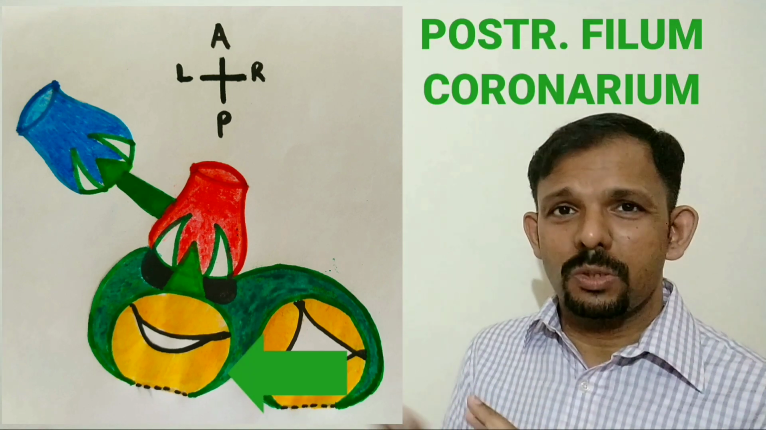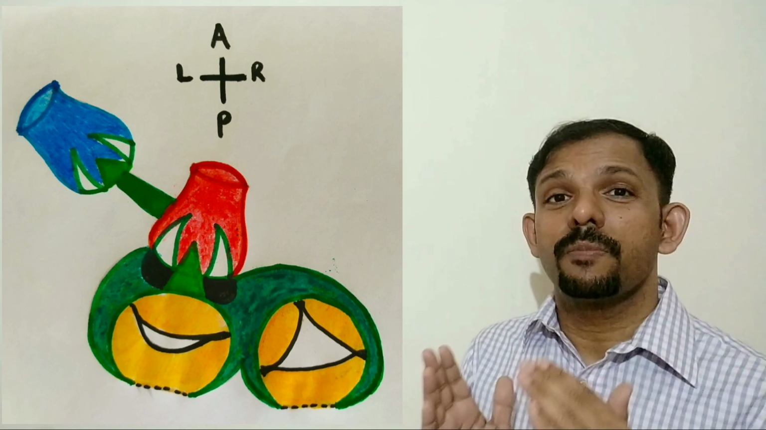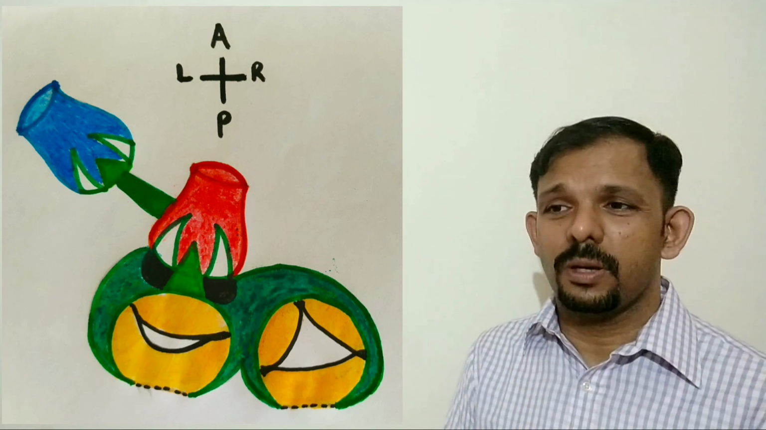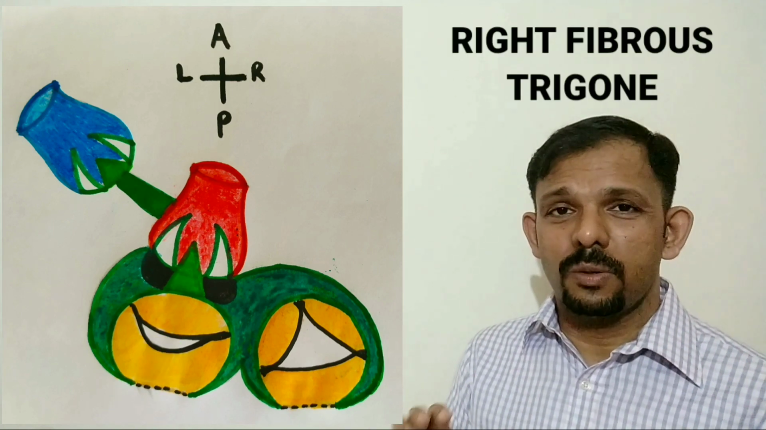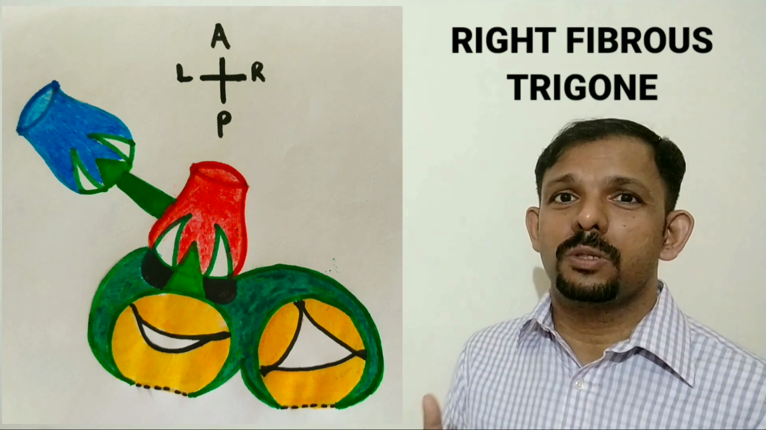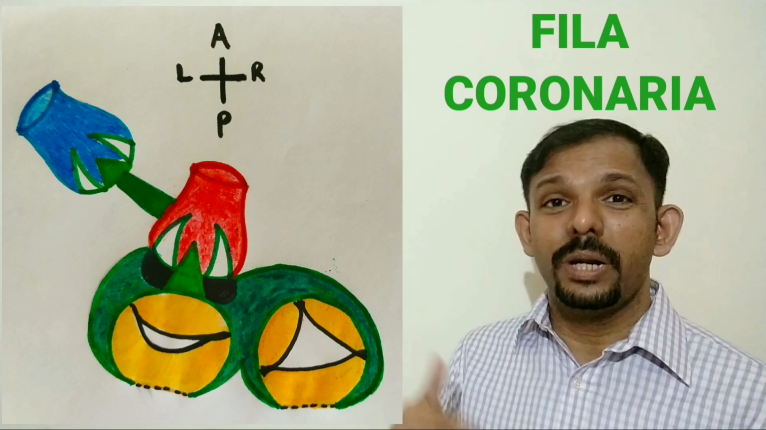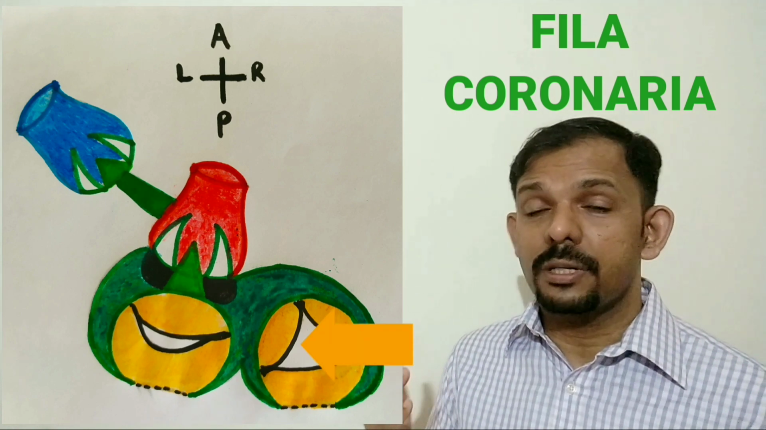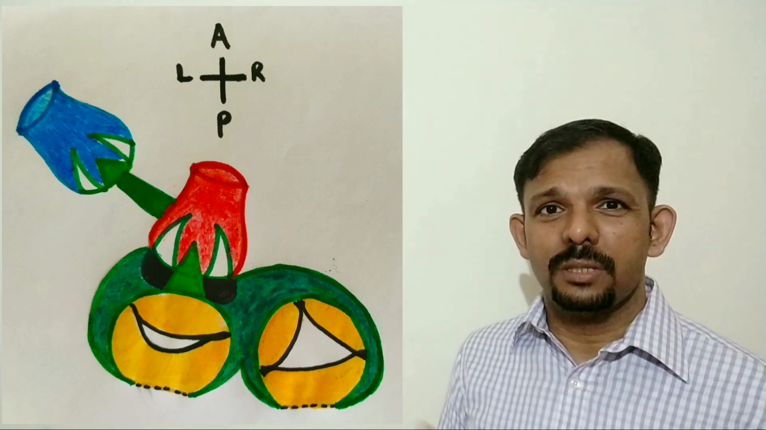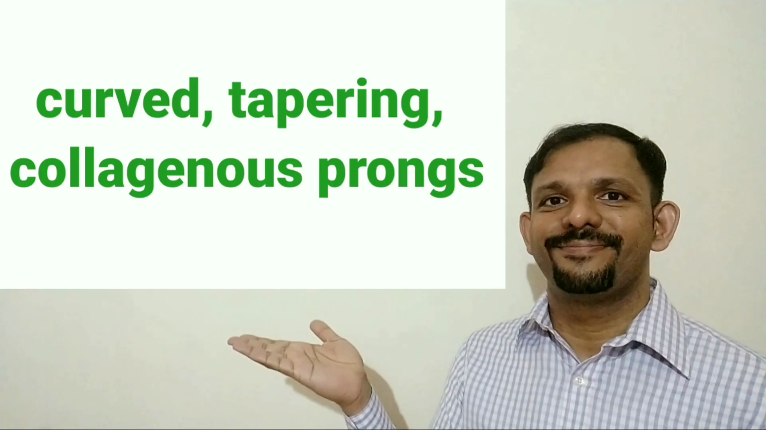Now the 2 ones which I mentioned just now are that of the mitral valve. Okay, and the posterior fibrous trigone also gives attachment to the anterior and posterior fila coronariae of the tricuspid valve. What is fila coronarium?